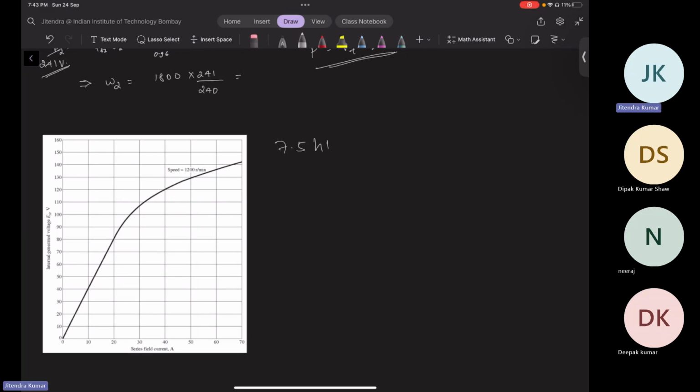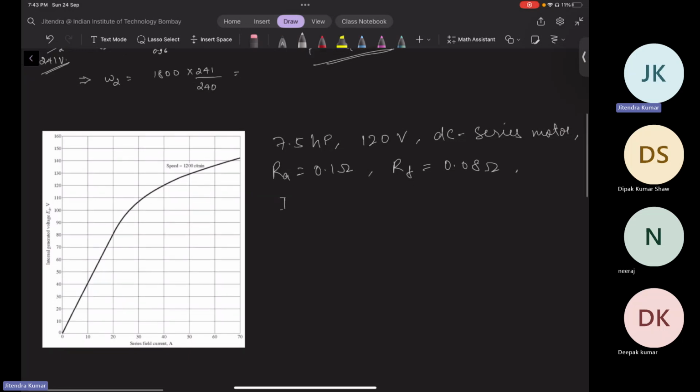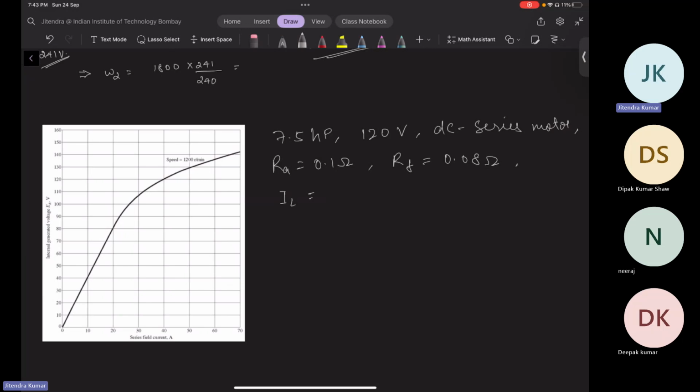Let me provide you the data. A 7.5 HP, 120 volt DC series motor with armature resistance equal to 0.1 ohm, field resistance equal to 0.08 ohm, and at full load the input current IL is 56 amps and the rated speed is 1050 rpm.